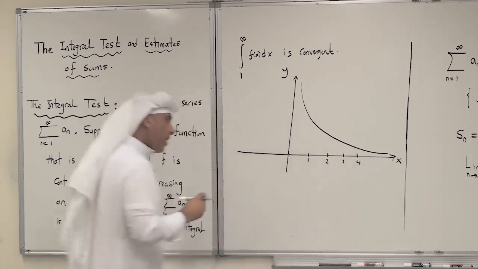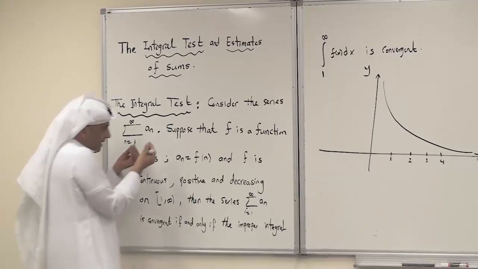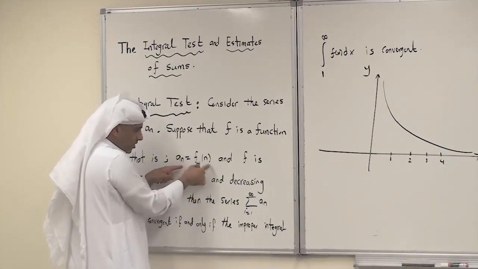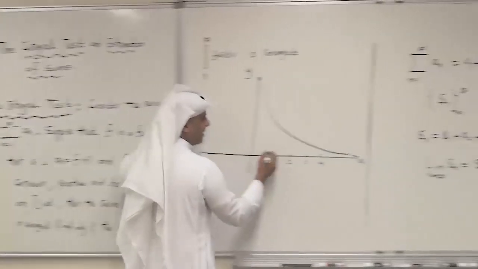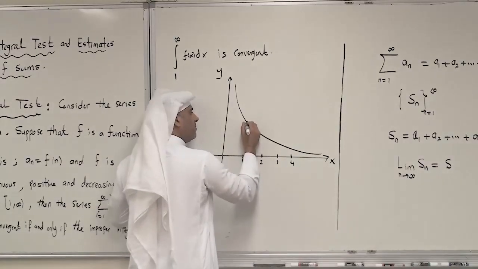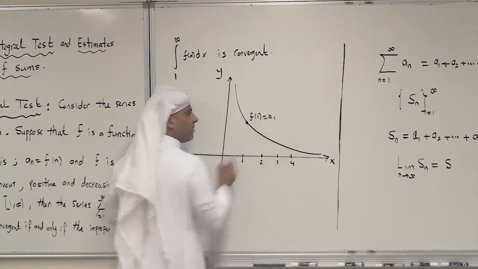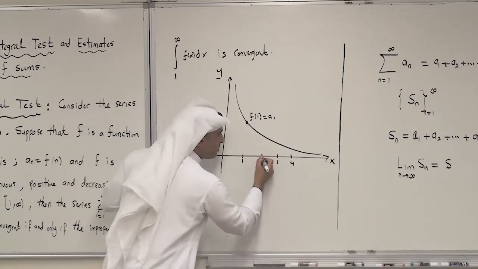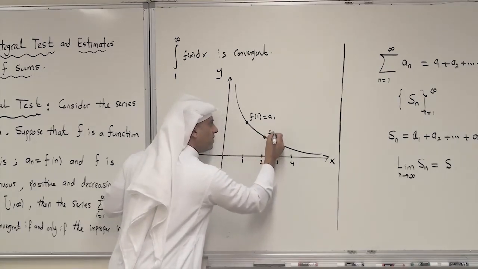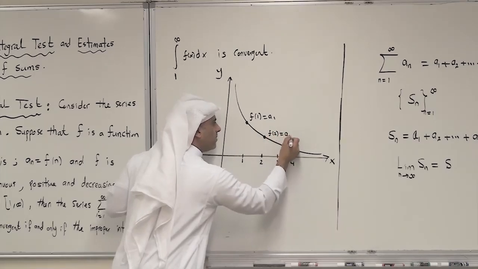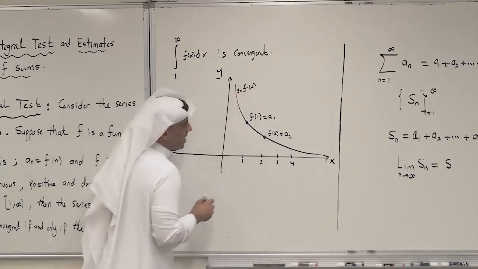According to the assumptions of the test, what is the value of the function at each integer? It is a_n. At 1, the value here will be f(1), and that will give me a1. At x equal to 2, again the image here is equal to f(2), which is equal to a2, because this function is y equal to f(x). Fine. And so on.